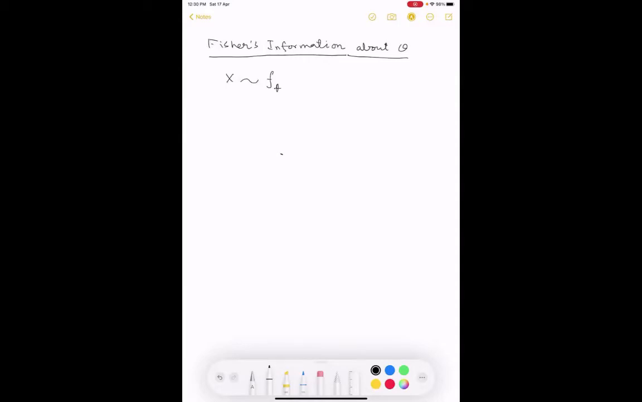Now the information it contains, I, the information about theta that is there in X, that is what it's talking about, is equal to the expected value of del theta log of f(x, theta), whole square.